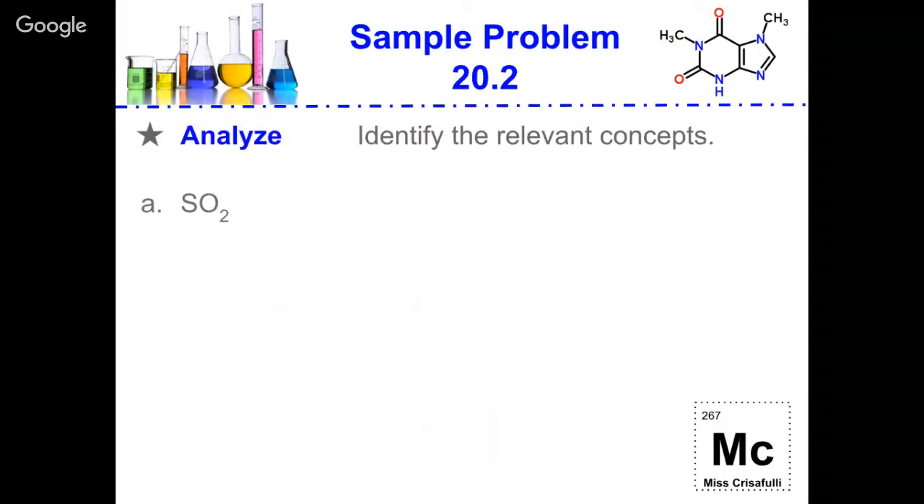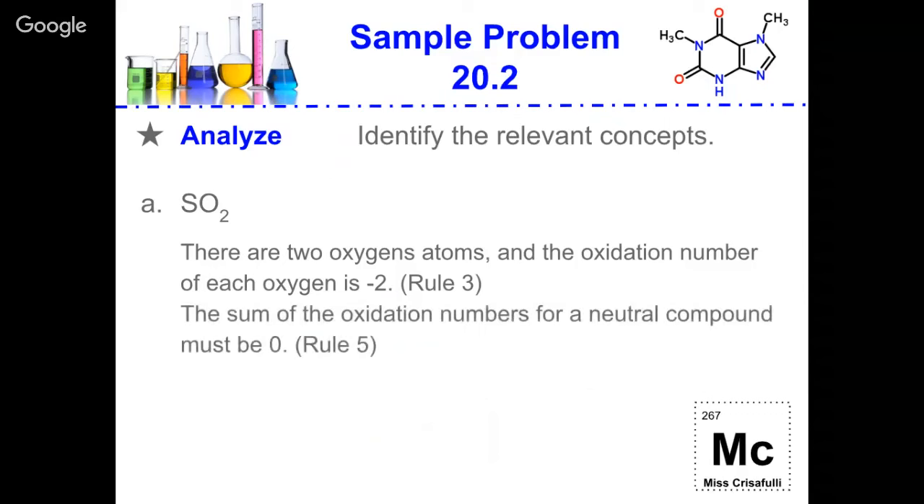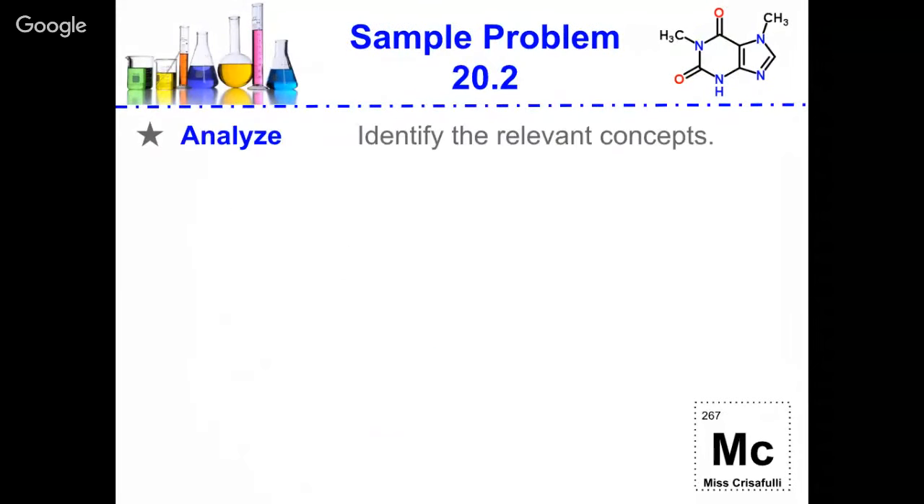So let's look at the first one, SO2. Well, we know that there are 2 oxygens, and each oxygen has an oxidation number of -2, which is from rule 3. And we know that the sum of the oxidation numbers between the sulfur and the oxygen needs to equal 0 because this is a neutral compound, and that's because of rule 5. And so that tells us that sulfur has to be +4, because if sulfur is +4 and we have 2 -2s, the overall oxidation state of that formula is going to be 0. So if we look at SO2, this is how we write it. Oxygen is -2, sulfur is +4. Easy enough.